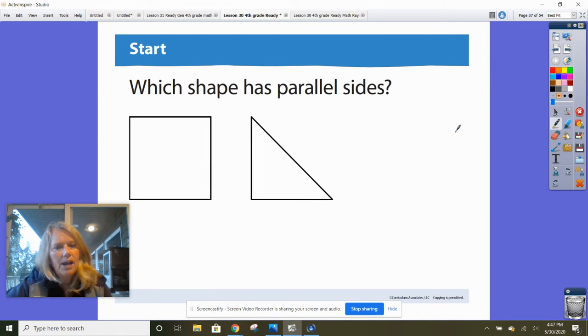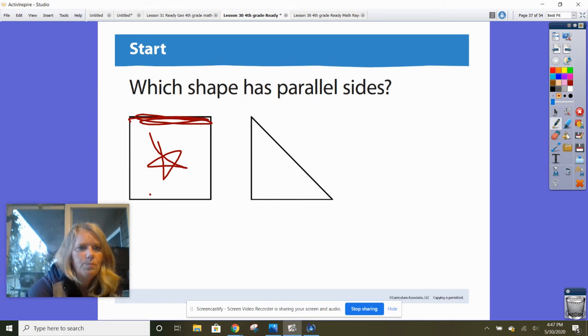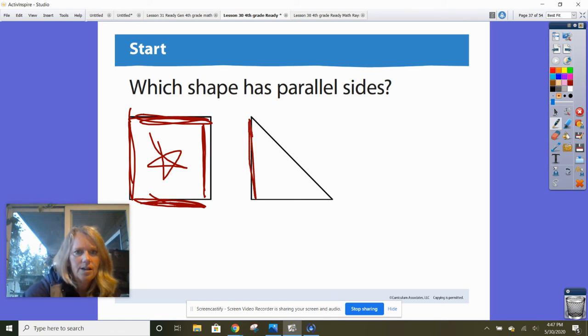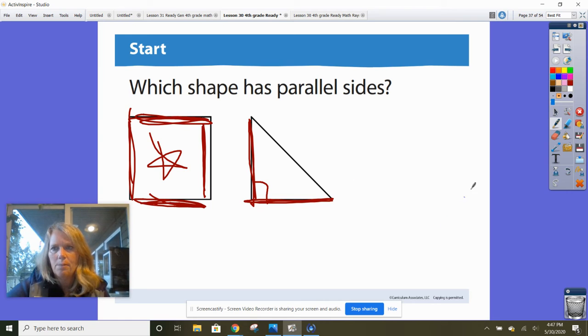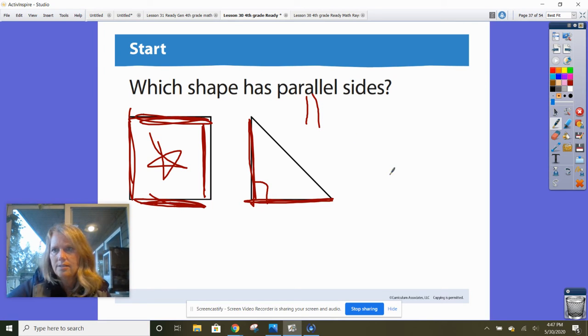Which shape has parallel sides? The square or the right triangle? You are correct. Parallel sides. So we've got two pairs of parallel sides. There's one pair of sides and another pair of sides. All right. This right here is not parallel. This meets at a 90-degree angle, which makes that part perpendicular. Remember, the symbol for parallel is just two lines like that.